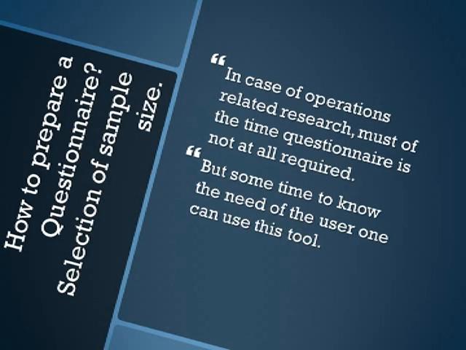Finally, selecting the sample size. What should our sample size be? Sample size may vary. We can go for probabilistic sampling or non-probabilistic sampling. The best way is to go with probabilistic sampling and identify a certain sample.